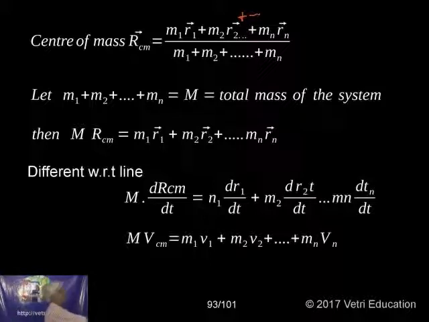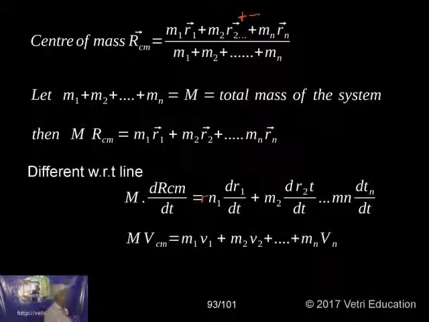So this comes in the denominator, this capital M comes in the numerator: M into r_CM is equal to m1 r1 plus m2 r2 plus m3 r3, etc. Now I have to differentiate with respect to time. M is constant, so we take the derivative of r with respect to t. CM means center of mass. This is not n1, it is m1: m1 dr1 by dt plus m2 dr2 by dt, etc.